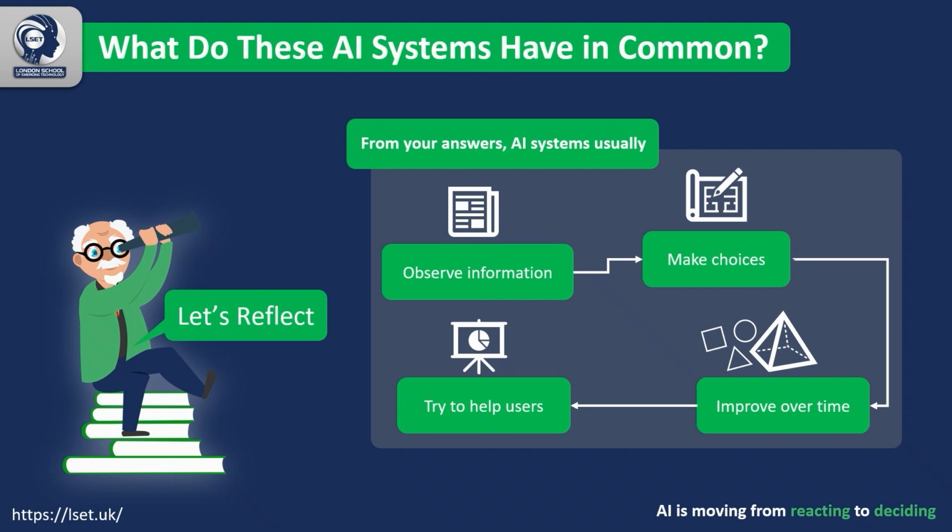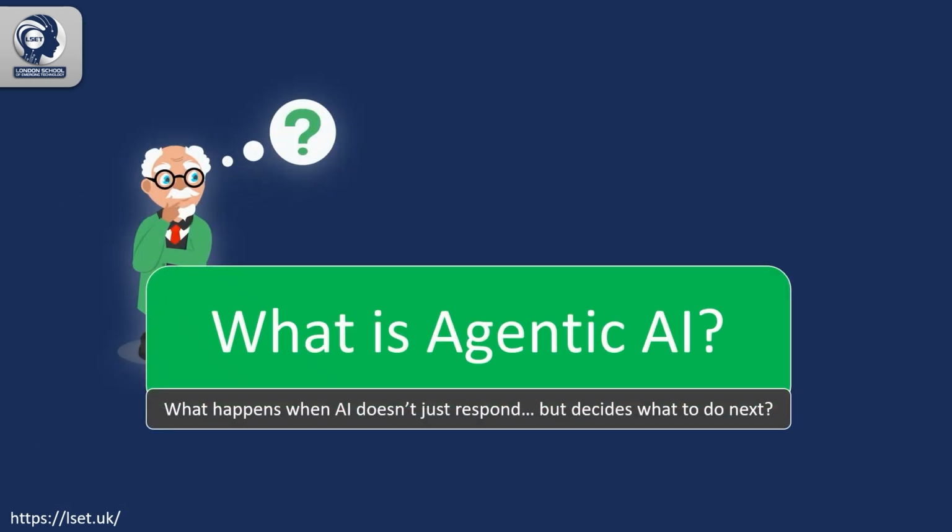So far, we have seen how AI can observe information and make choices. Now, let us ask an important question. What happens when AI does not just respond, but actually decides what to do next? This is where agentic AI comes in. Agentic AI refers to systems that can think ahead, make decisions, and take action to achieve a goal, rather than waiting for step-by-step instructions. In the next section, we will break this idea down in a simple and practical way.